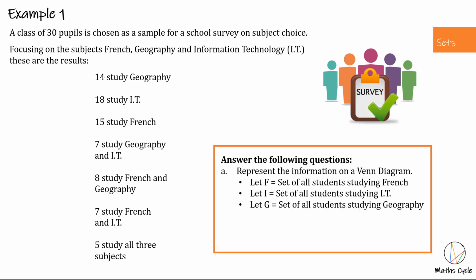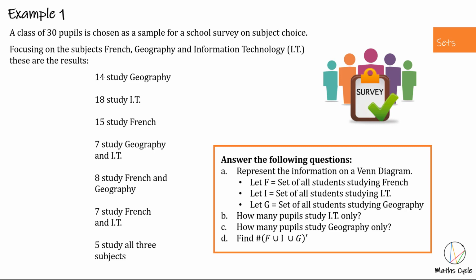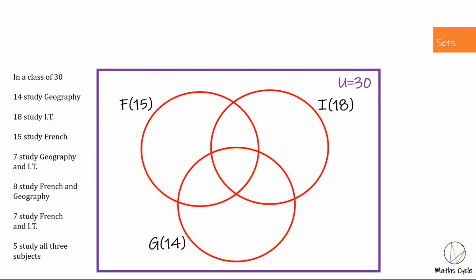Part A, represent the information on a Venn diagram. B, how many pupils study IT only? C, how many pupils study Geography only? And D, find the cardinal number of F union I union G complement.